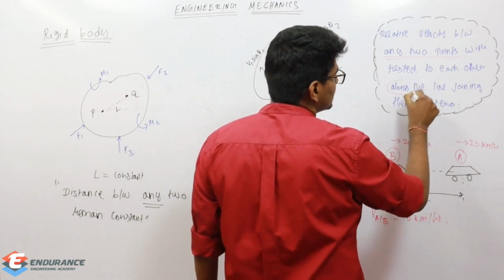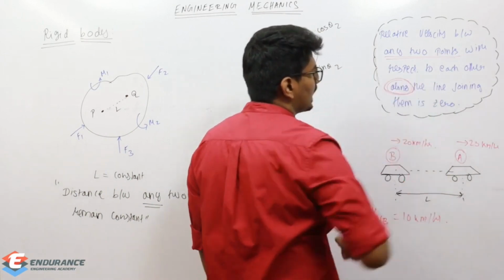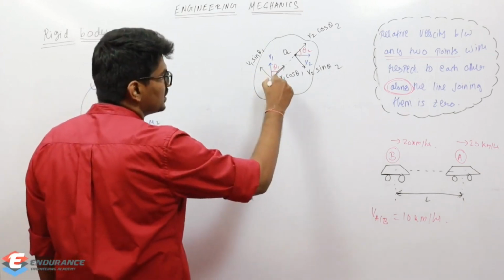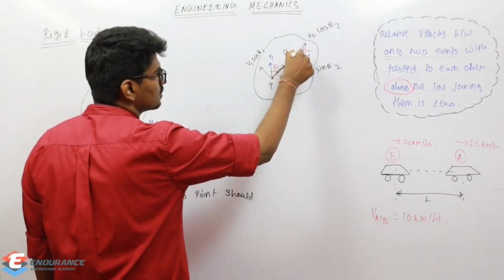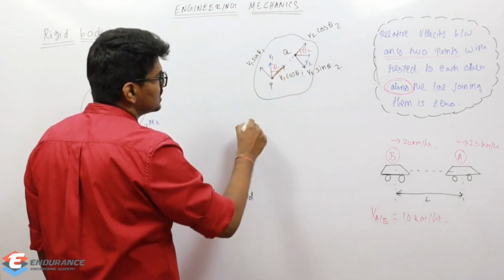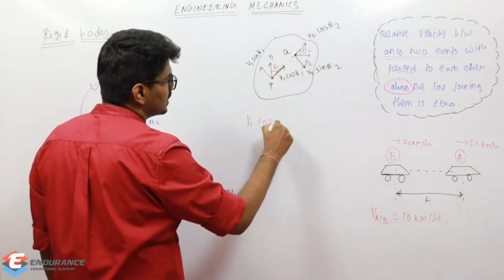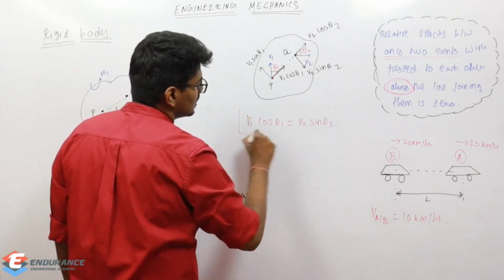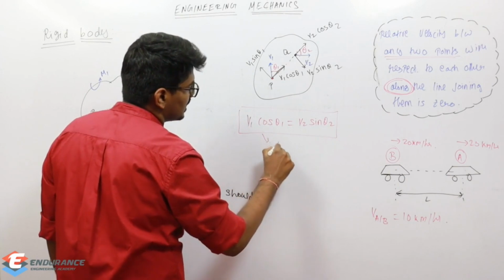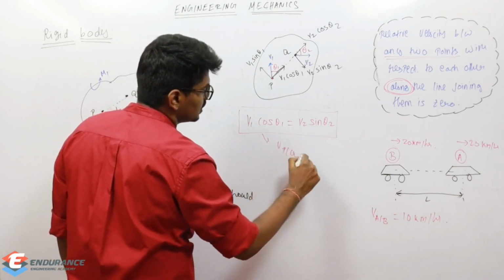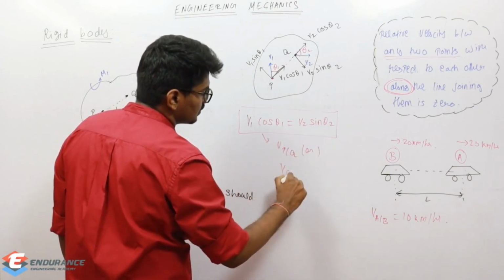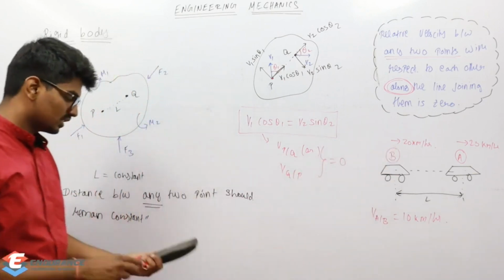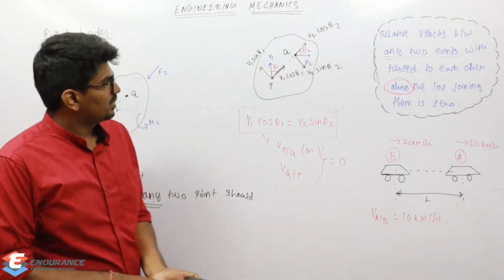So according to the definition, the relative velocity between any two points with respect to each other along the line, this is the keyword, along the line which is joining, should be 0. Which means velocity of P with respect to Q or velocity of Q with respect to P should be 0, which means both of them should travel at the same velocity along the direction. So I hope it is clear, right?